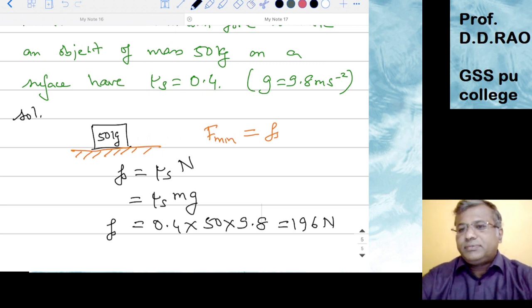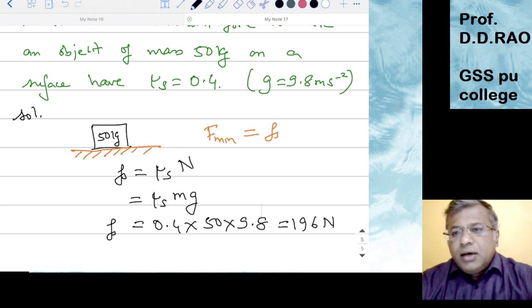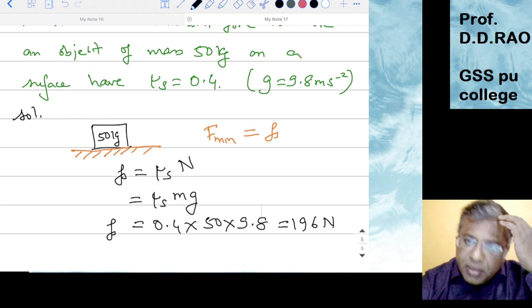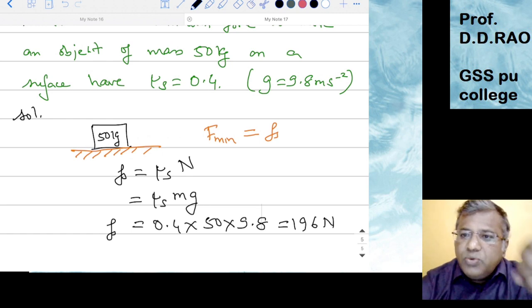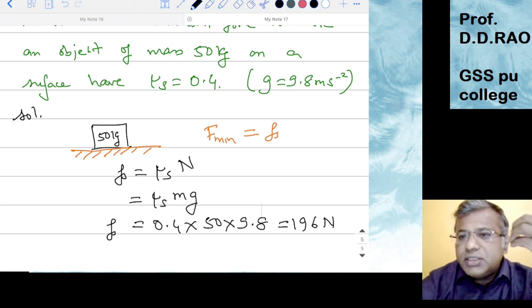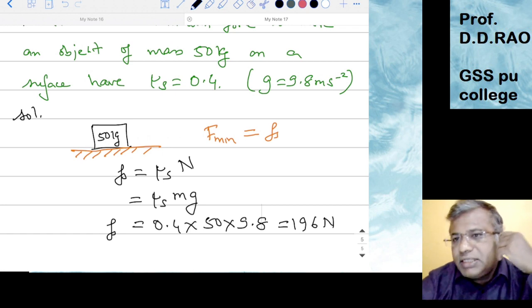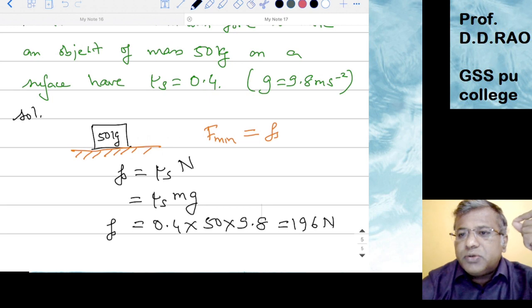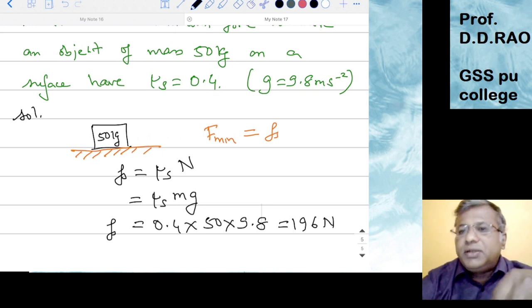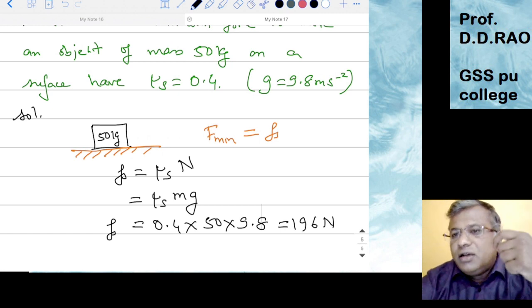So in today's lecture, we saw how a problem has to be attempted and how the frictional force is related to the normal reaction. The basic laws of friction state that the frictional force is directly proportional to the normal reaction. So please see this video and do the assignment, which will be based on the calculation of normal reactions and the calculation of frictional force.